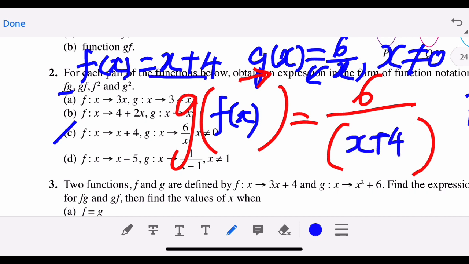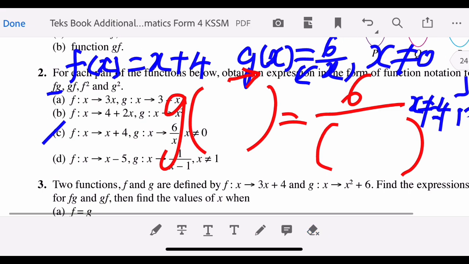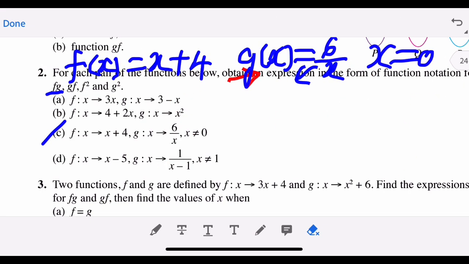Okay, so hence the denominator cannot be equal to 0, so x cannot be equal to negative 4. Okay, so this is the simplest answer. Now I'm going to do f2 and g2.